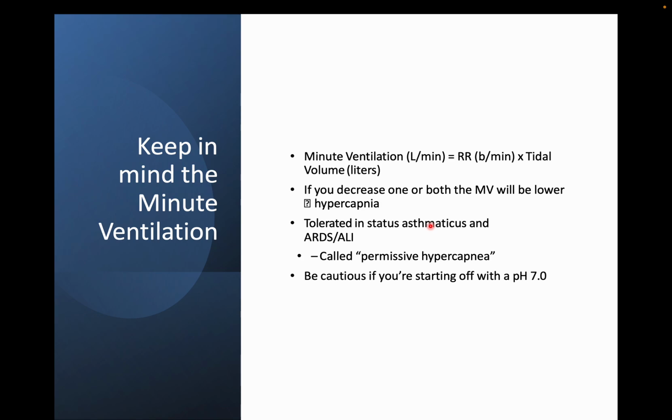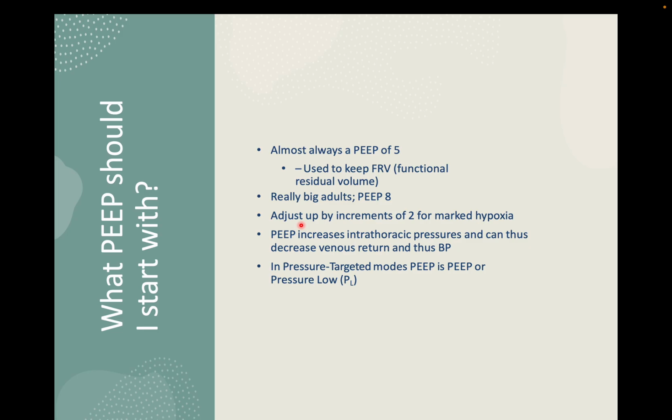In status asthmaticus also, permissive hypercapnia is generally allowed. So in status asthmaticus, you need to put a low tidal volume and also a low respiratory rate to prevent auto PEEP. I already explained the phenomenon behind auto PEEP. So this is the thing. Permissive hypercapnia is generally allowed in the case of ARDS. Minute volume depends upon the respiratory rate and tidal volume.